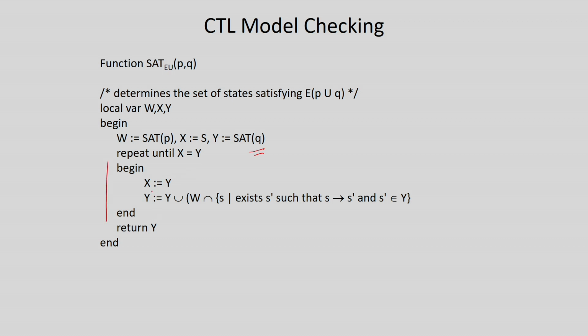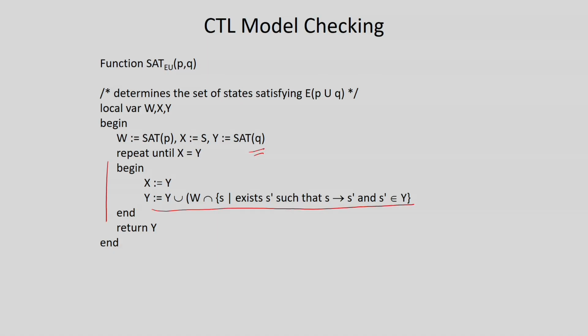So, for our region x will now be assigned y, because in the next iteration we are going to check whether y remains the same or we have added some new states to it, because in the next statement y is equal to y union something. That means whatever y we have, either we add some new states, or if we cannot add any more states, then y remains as x. In that case it will satisfy x equal to y.